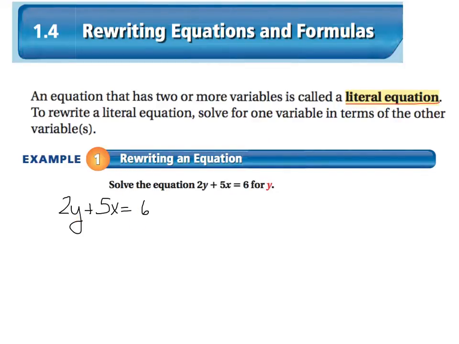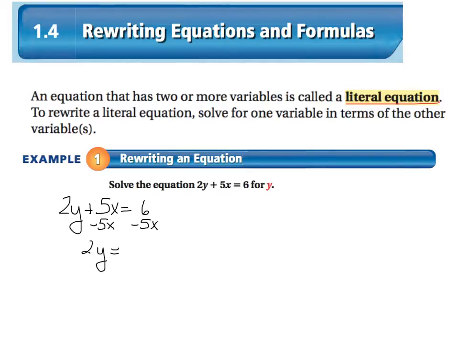So in this case, we have to pretend that x is just kind of like a number, even though it's not, and we're just going to move the plus 5x. It's the same thing as if you had 2y plus 5 equals 6. You would subtract 5 on both sides. Well, I need to get rid of the 5x, and we're doing that by using the subtraction property of equality. Now, that would give me 2y equals.